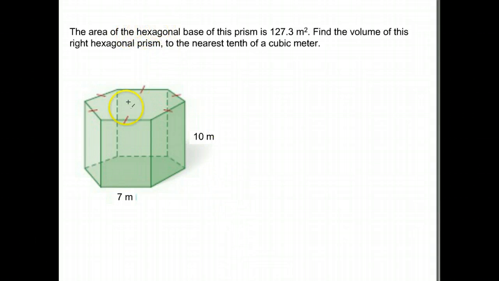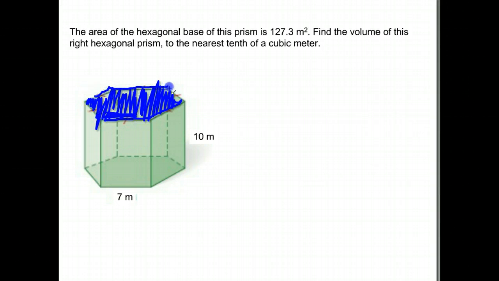All right, here we have a prism again. Its bases are hexagons. It says the area of this hexagonal base of this prism is 127.3 square meters. So here's our base. They gave us the length of one side of the base, but again, hexagons have a pretty complex formula for their area. So I'm glad we didn't have to find it ourselves. They just went ahead and told us the area is 127.3.